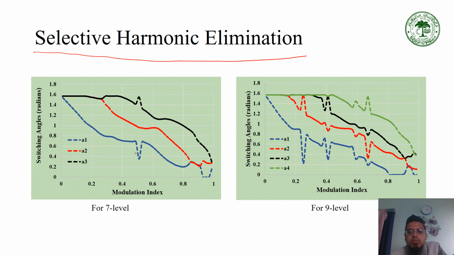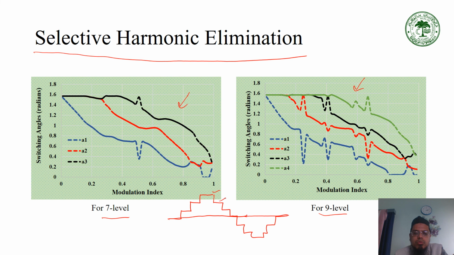So in selective harmonic elimination, these are the angles that are obtained. Okay, I think we have used particle swarm optimization to obtain these angles for 7 level and for 9 level. For 7 level, we will have 3 angles. Okay, so this is your 7 level voltage waveform. So 1, 2, 3, 4, 5, 6, 7 levels.